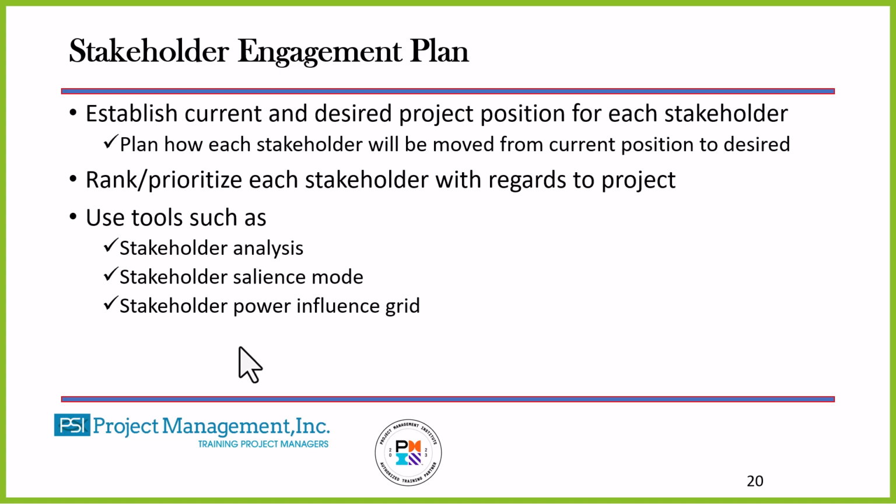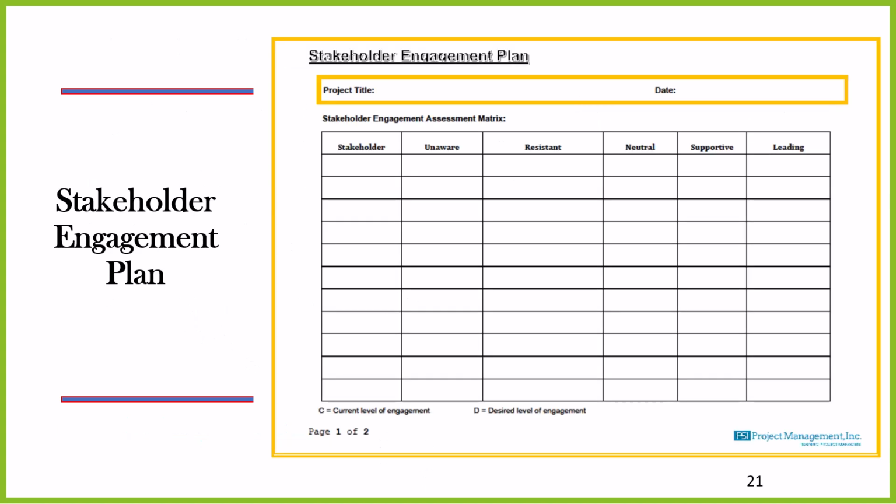Use tools such as stakeholder analysis, salience model, power influence grids, which we will look at in just a moment. So the stakeholder engagement plan has several items in it that we need to understand. First of all, who is the stakeholder? What is their position to the project? Are they unaware? Are they resistant? Are they neutral? Are they supportive? Or are they leading? Not only do I need to understand their current position, but I need to understand their desired position. The guy in Minneapolis, the desired position would have been neutral. The current position was resistant.